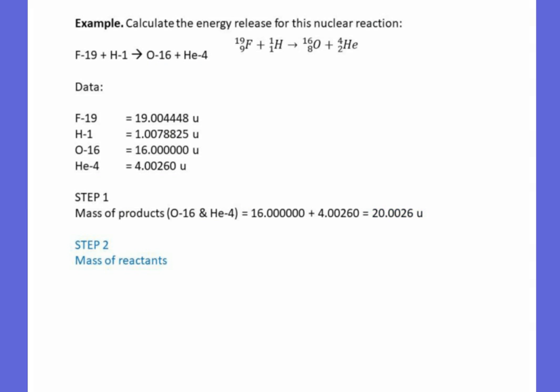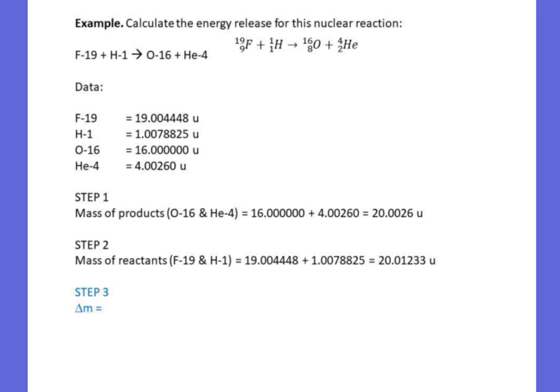The next step is we figure out the mass of the reactants. And once again, that's pretty straightforward. The reactants are the things we start with. That's our fluorine-19 and our hydrogen-1. We add their masses together, which is roughly 19 and roughly 1. And we find the reactants have that mass as well, which is pretty close to the other mass. So the mass change isn't very big.